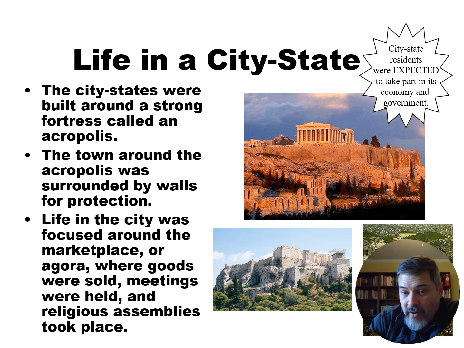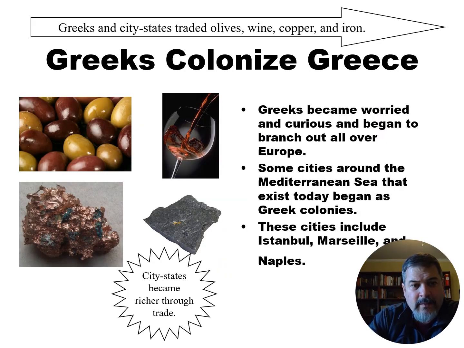They also had theater. Most of this was for men. Most Greek women stayed at home. City-state residents were expected to take part in their government. That's something new. Greek city-states traded olives, wine, copper, and iron.